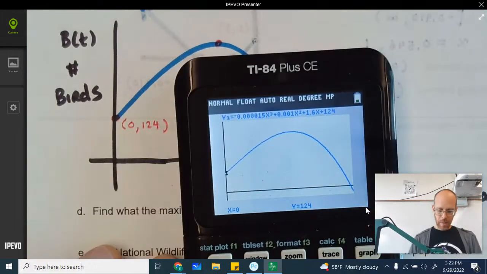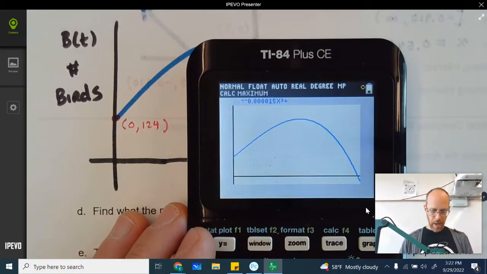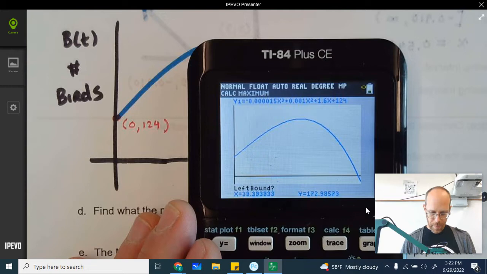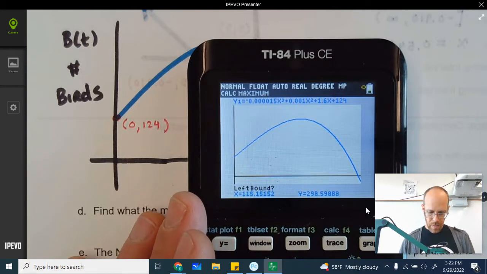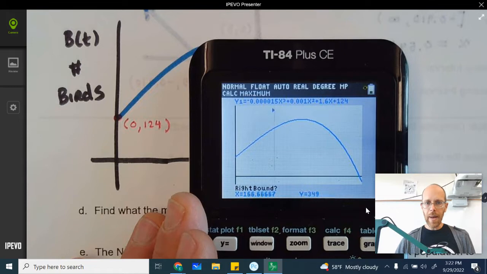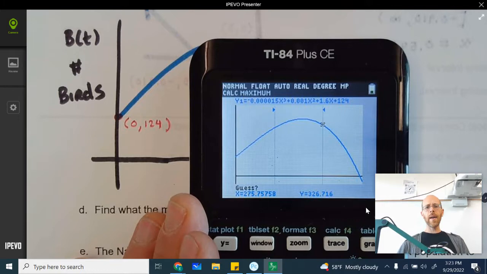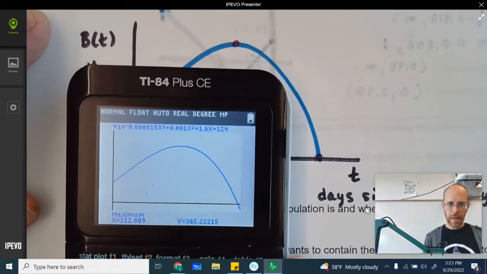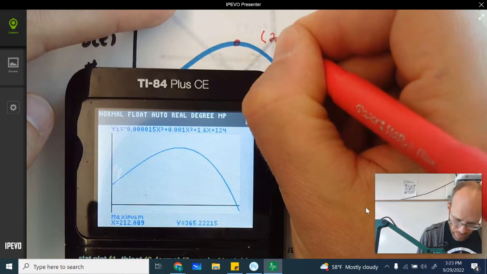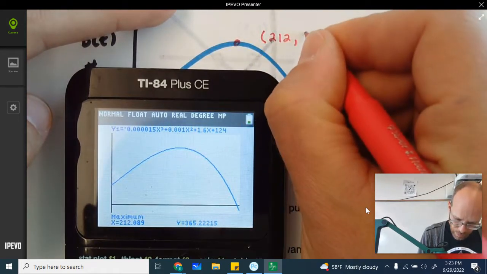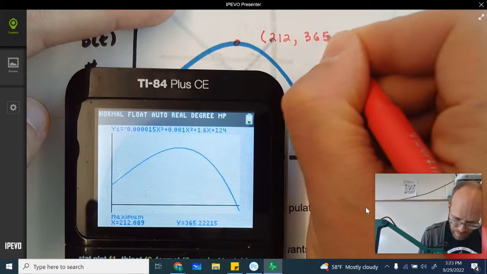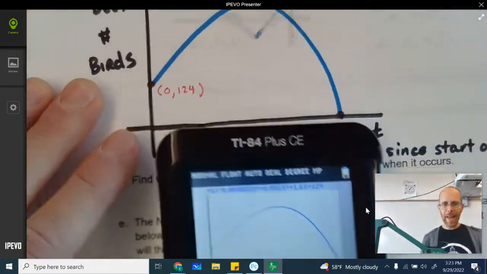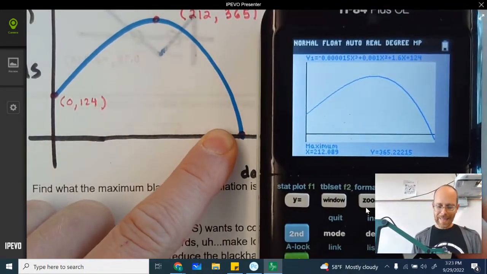Next thing we need is the maximum. So we're going to go second calc. I'm assuming you're kind of a pro at this sort of thing now. So left bound is somewhere over there. Right bound is, there's the max. I'm passing over it. Now I am on the right there. And a guess would be right there. So our maximum is at 212 days with 365 birds.